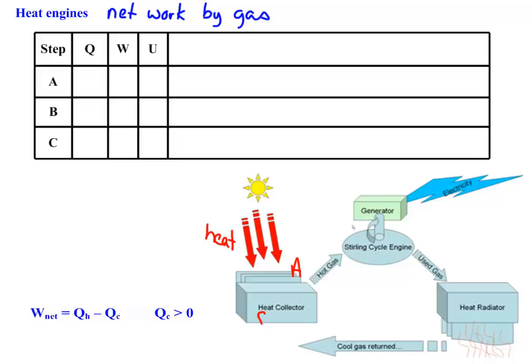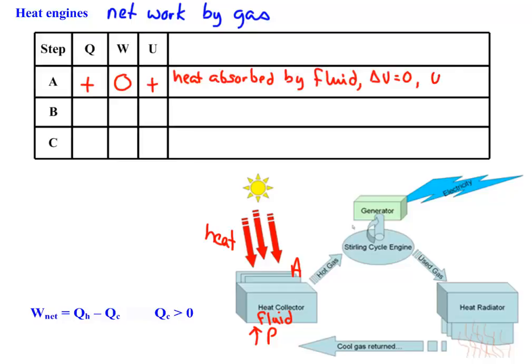So we have fluid in here. Heat comes from the sun, and what it does is it increases the pressure. So we have heat coming in, no work is done because the volume of our fluid doesn't change. And because heat is increased, the internal energy increases. So the pressure of the fluid increases because its volume doesn't change, and its internal energy increases.